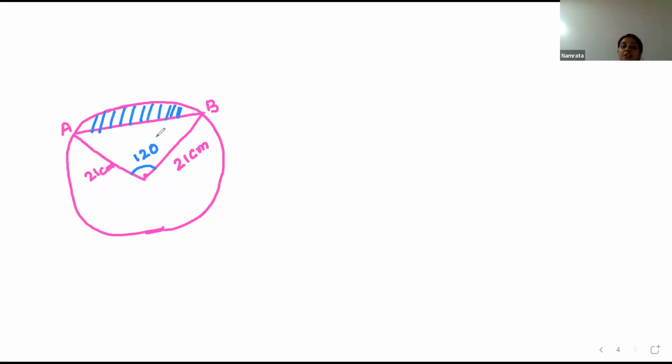This much information we are having. This is 120 degree. So how we will find the area of the segment? Let me tell you. First, we can find the area of the sector. This sector.